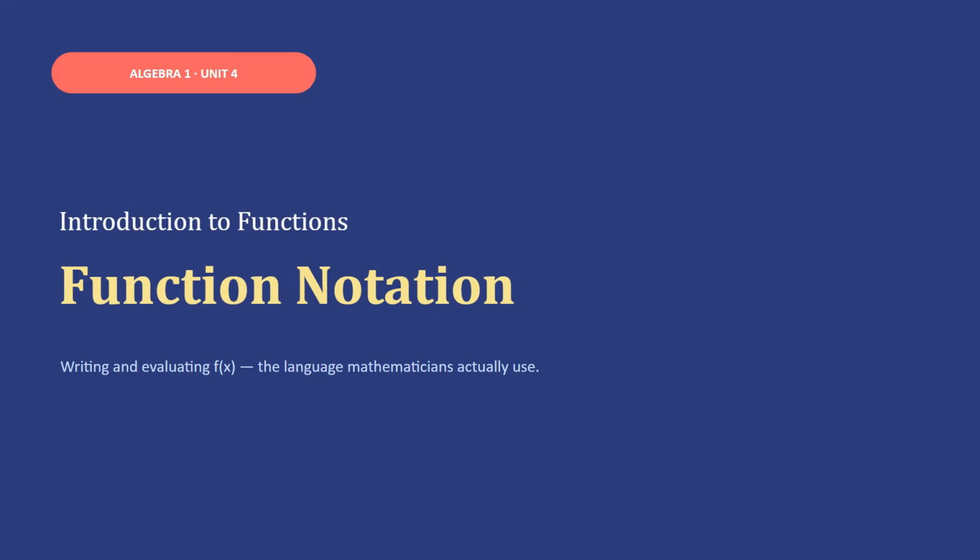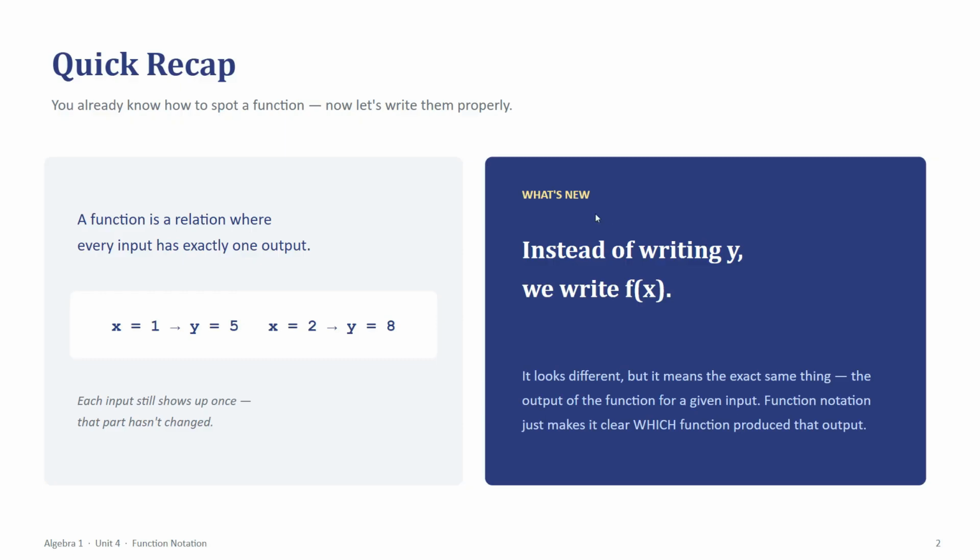Hello, today we will learn about function notation. A quick recap is that you already know how to spot a function. Now let's write them properly. A function is a relation where every input has exactly one output.